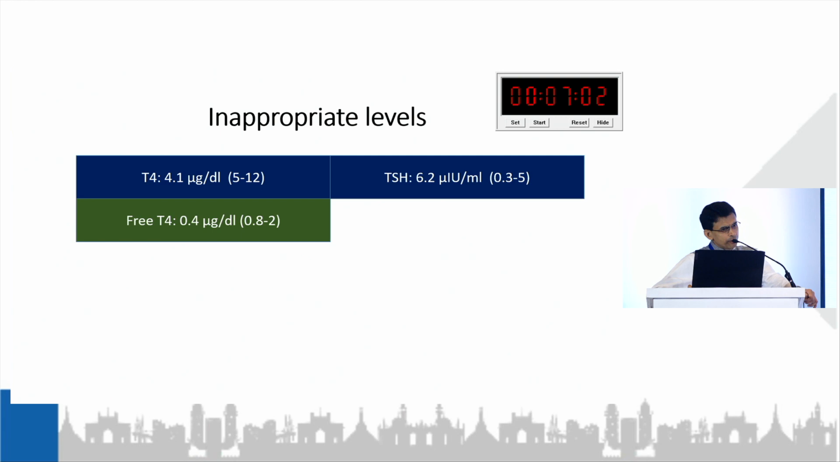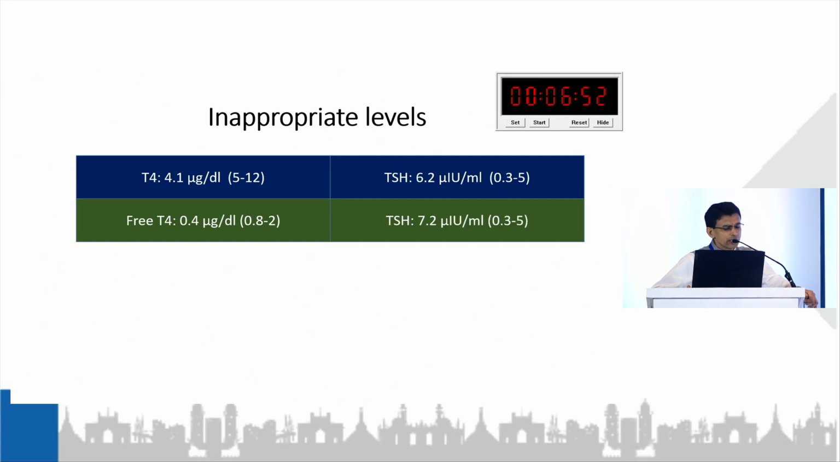Free T4 0.4, very low, 0.8 being the lower limit of normal, so 50% less than the lower limit of normal. So we expect the TSH to be more than 100. Suppose in this patient TSH comes as 7.2. Even though the TSH is higher than normal, it can be immunoreactive but biologically inactive. That is the reason we have to suspect central hypothyroidism in such patients.